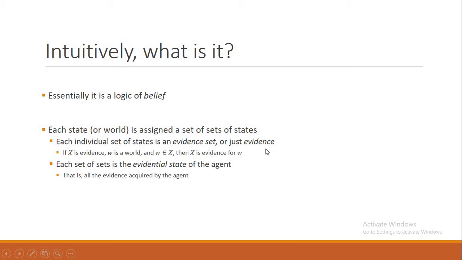So yeah, essentially an evidence set will have a few worlds in it, and this evidence will give us reason to believe that one of the worlds that is in it is the actual world. So an evidence set gives us reason to believe that one of the worlds inside that evidence set is the actual world. They're all contenders for the actual world according to the evidence.